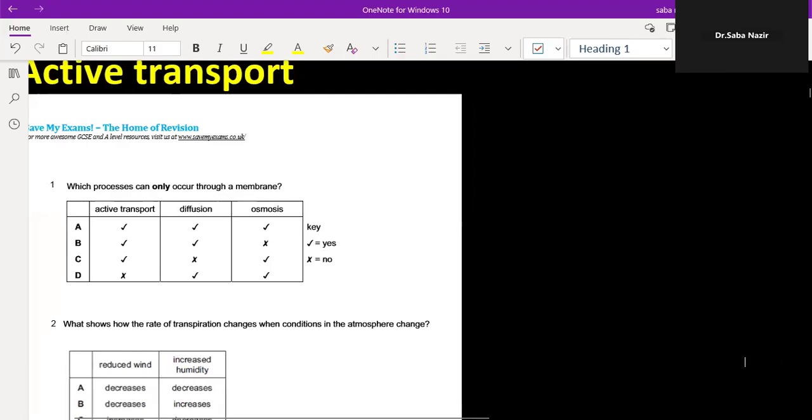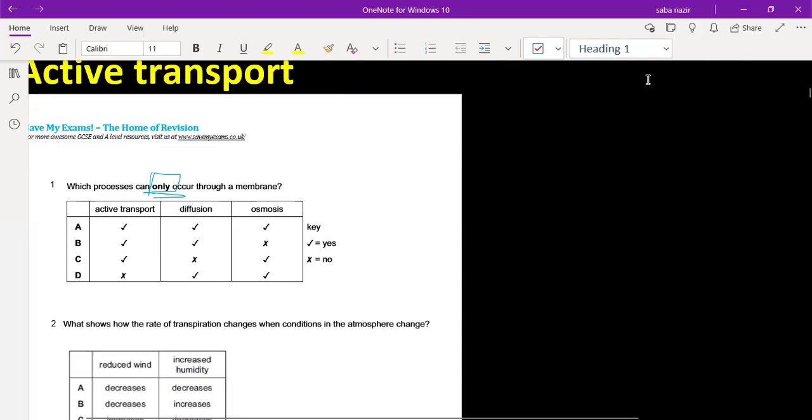Sabha. Today we are going to discuss the topic Diffusion, Osmosis, Active Transport, multiple choice questions. One by one, we need to concentrate on each of it. So here we can see question number one says, which of the processes can only occur through the membrane? The most important one word over here is "only", where we need to concentrate.